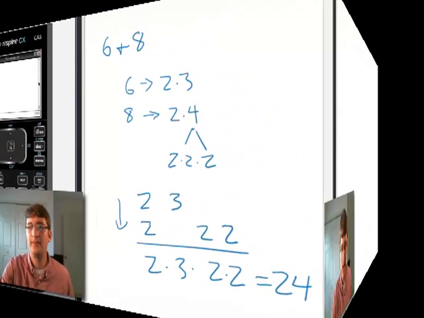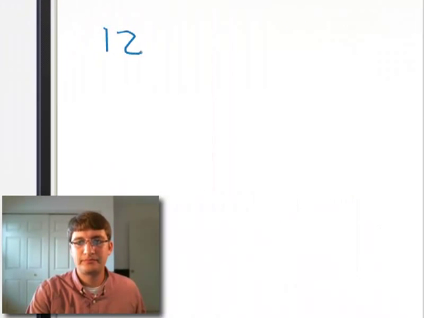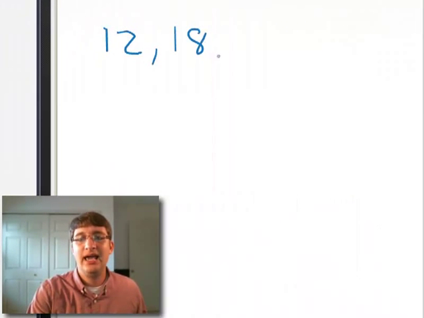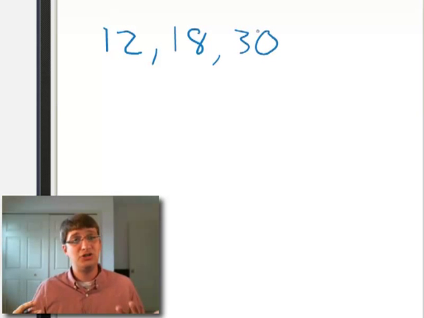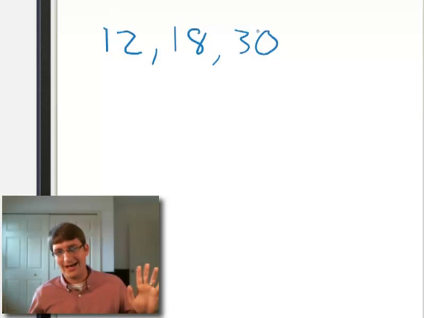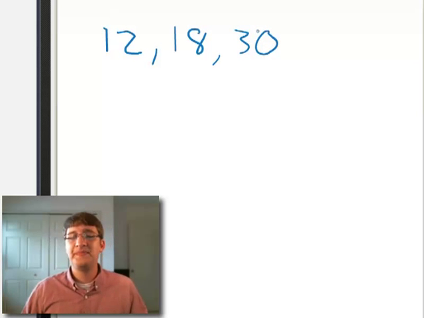All right, let's try another one. So let's look at 12, let's look at 18, and let's look at 30. Can we get the common multiple of not just 2 numbers but 3? All right, so this is a little bit trickier.